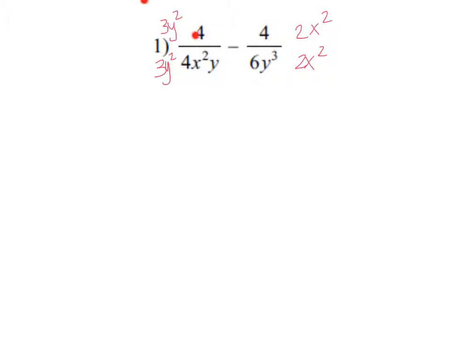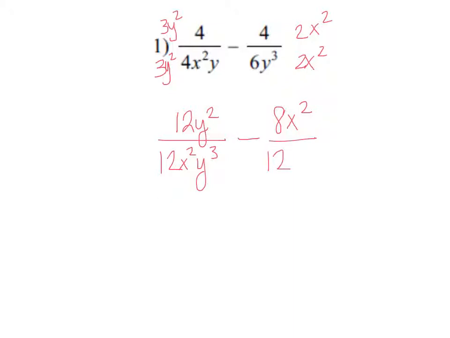I'm going to go ahead and multiply right here. So that's going to get me a 12y squared over, and on the bottom I'm going to have a 12, an x squared, and a y cubed, because I have a y squared here and also another y to the first. Minus, on the top I have an 8x squared, and on the bottom I have a 12x squared and a y cubed.